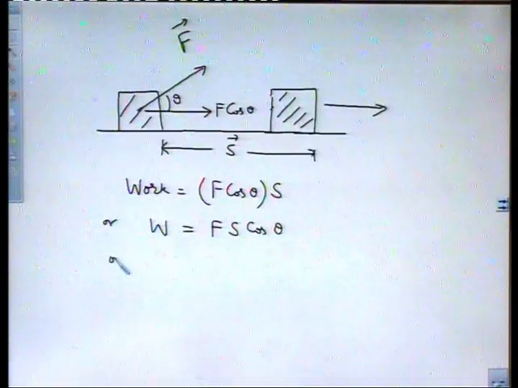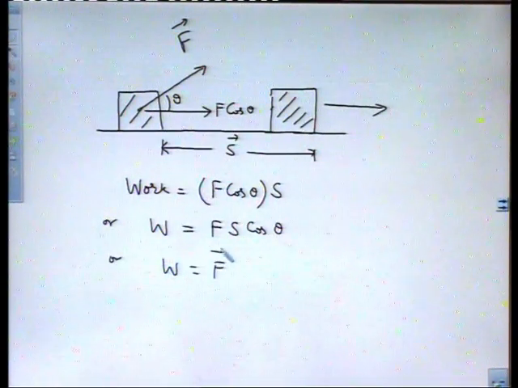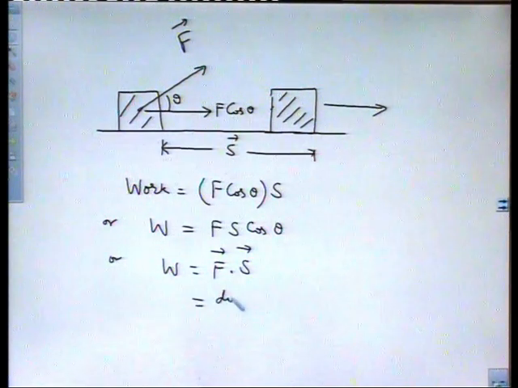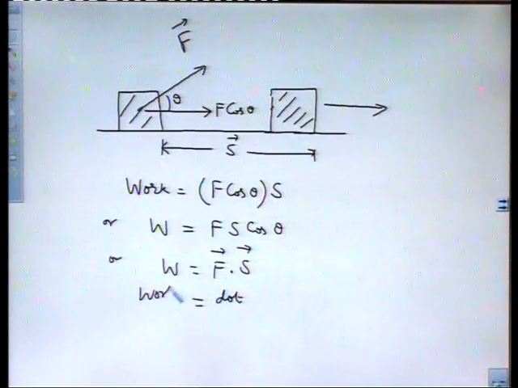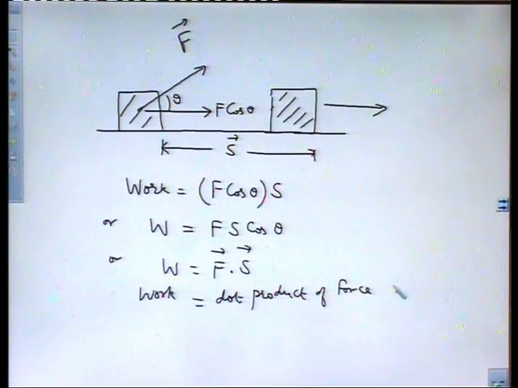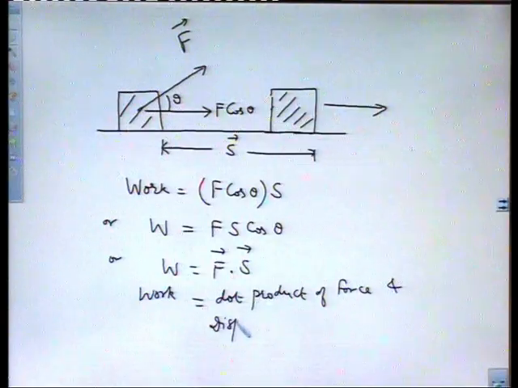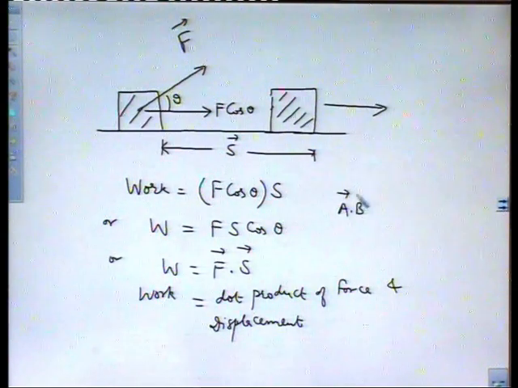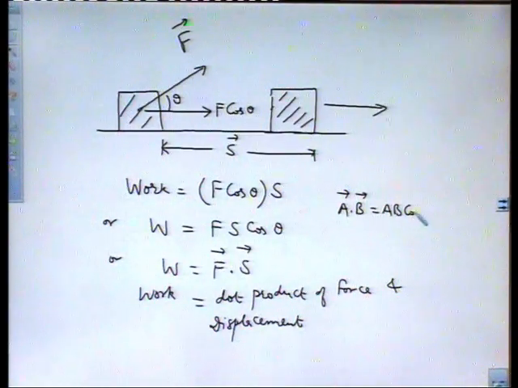Or we can take W is equal to F dot S. This dot is called dot product. So work is equal to the dot product of force and displacement. In general, dot product is written as A dot B is equal to AB cos theta.